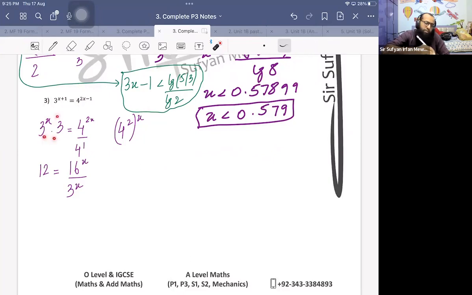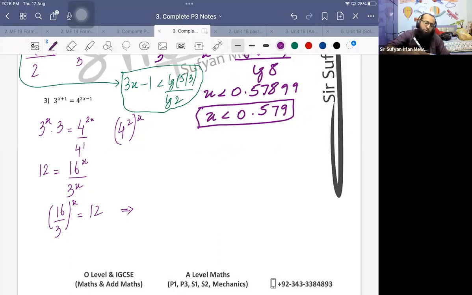3 power x multiplied by 3 equals 4 power 2x divided by 4 power 1. Then 4 times 3 is 12, and 4 power 2x is 4 power 2 whole power x, which means 16 power x, and 3 power x gets cross multiplied. 16 power x divided by 3 power x equals 12. As per the law of indices, 16 power x upon 3 power x is basically 16 upon 3 whole power x, equals 12. Now this is an exponential equation, in index form.